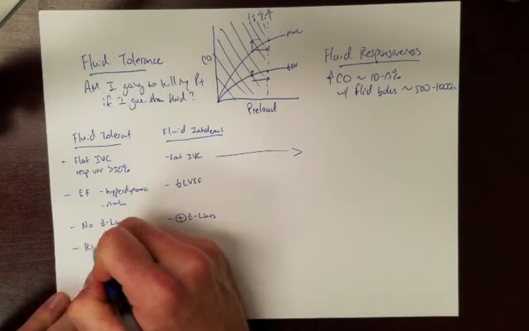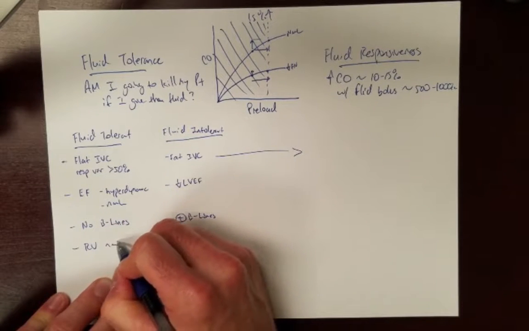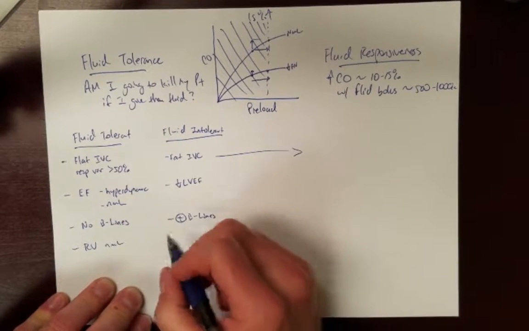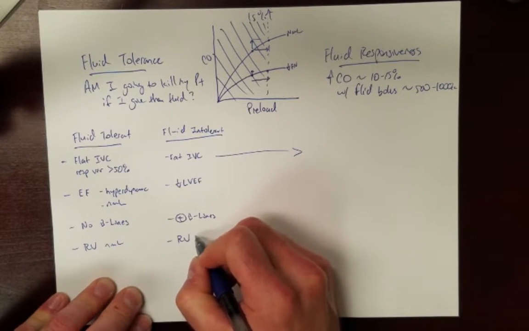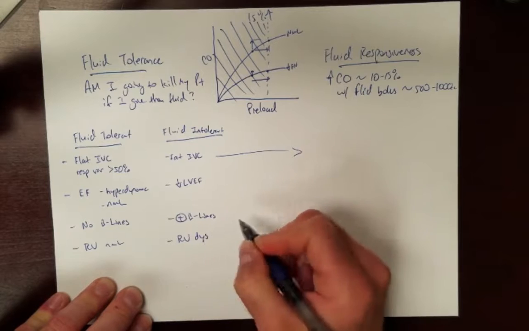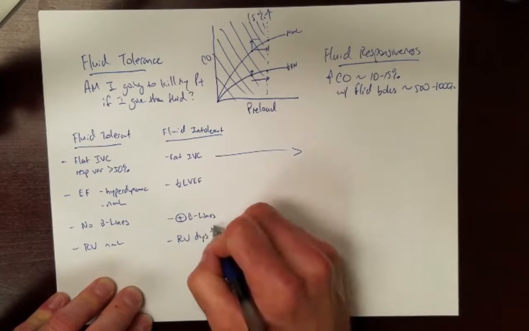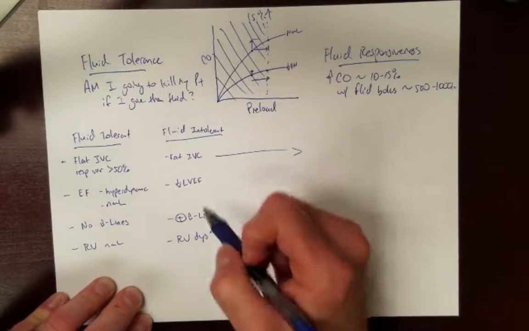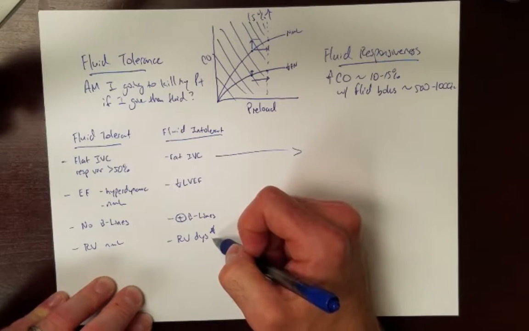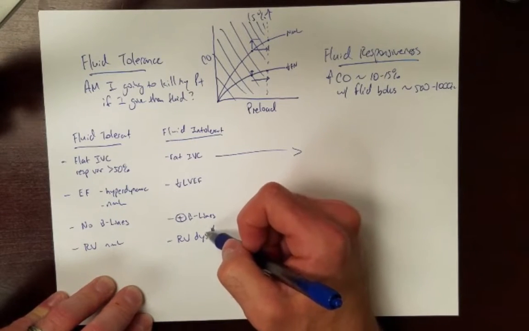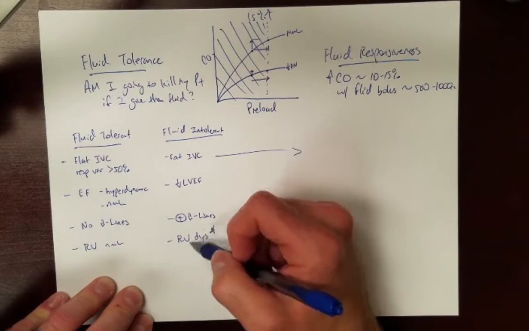RV. So an RV should be fairly normal in appearance for fluid tolerant patients. When we start getting patients who have RV dysfunction or dilation or anything abnormal going on with the RV, that's where I'm starting to think this patient may or may not respond to fluids. It gets really complicated when we start seeing patients with severe RV dysfunction. I'll talk about that in a minute separately.